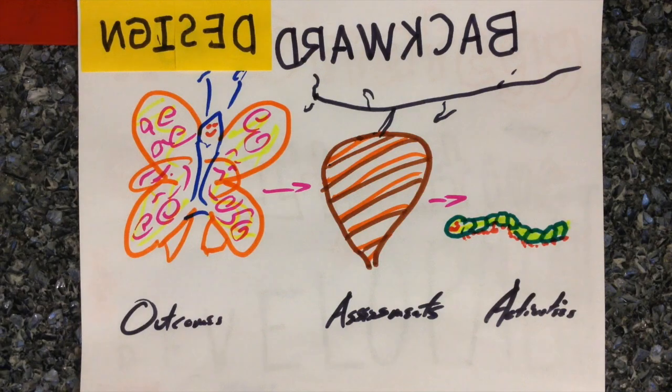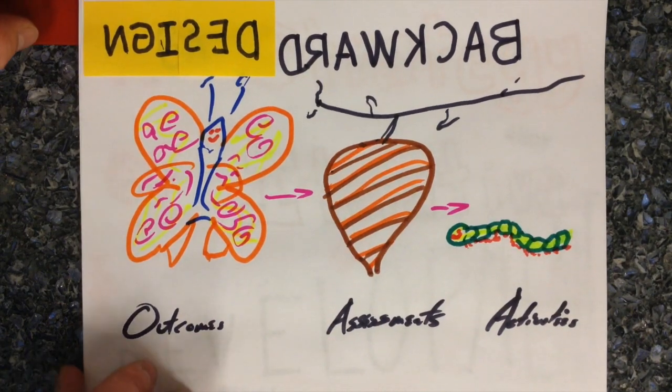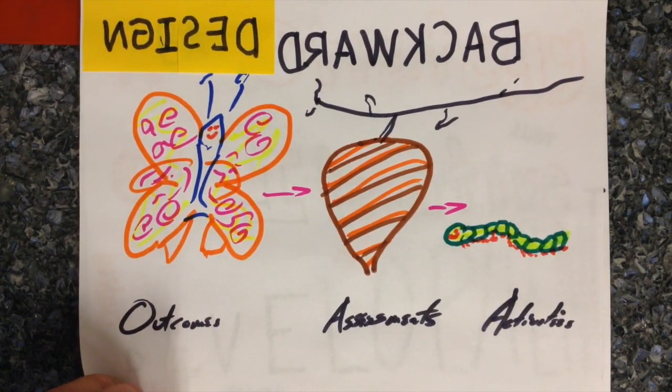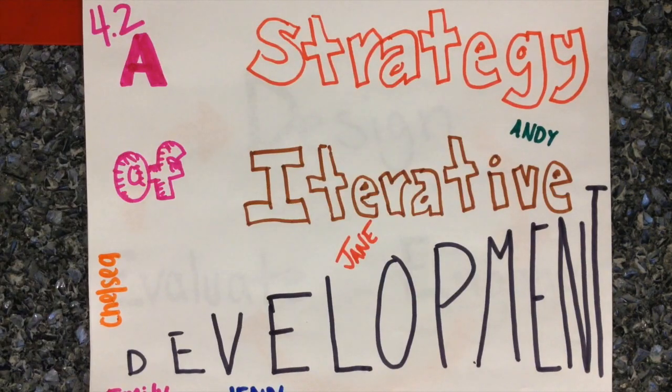Simplify the course design by going backwards. Keep it learning-centered. Start with outcomes, move to the assessments, and then design activities. This ensures that everything is aligned with your educational goals. Focus on one lesson at a time.